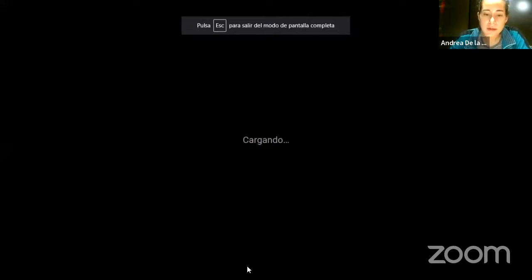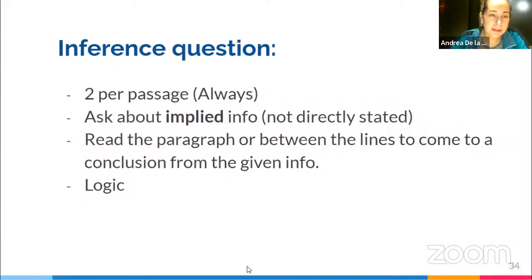Okay. All right, now the next type of question we're going to see is a little bit different. Maybe some students find it a little bit more complicated. It's a matter of practice, I'd say. The thing about this question is that it's not as direct as the other ones. This question is called an inference question. Does anyone know what an inference is? Or maybe an example of an inference?